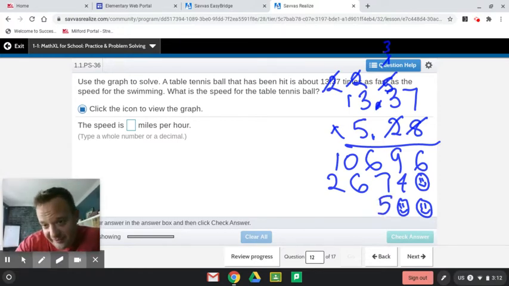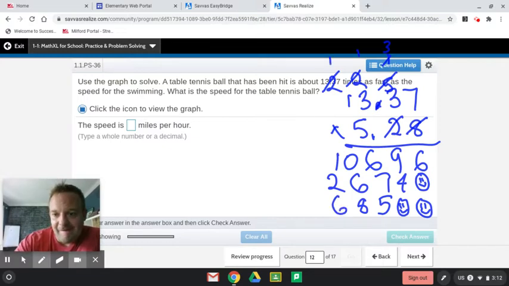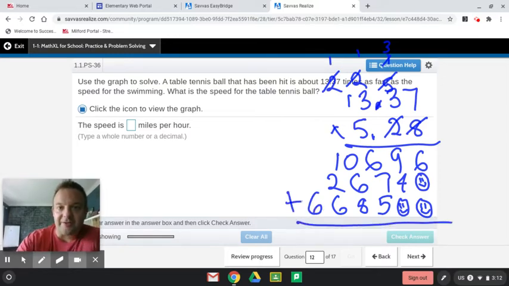5 times 3 is 15. Plus 3 is 18. 5 times 3 again is 15, plus 1 is 16. 5 times 1 is 5, plus 1 is 6. All right, now we'll add up all those partial products, hopefully with Hudson distracting. I didn't make a mistake.